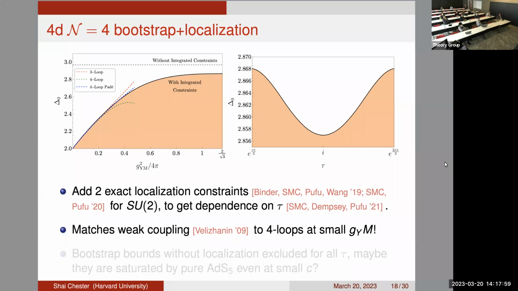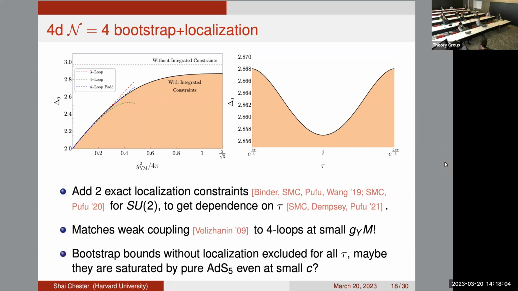That's kind of another interesting thing we learned from this plot. But for the purpose of this talk, the most interesting aspect of this plot is the fact that there is a gap between the biggest value of the upper bound improved with localization versus the most general upper bound. And so what does that gap mean? That means that there was no value of tau in the conformal manifold for super Yang-Mills which could possibly have corresponded to the most general bootstrap bound.